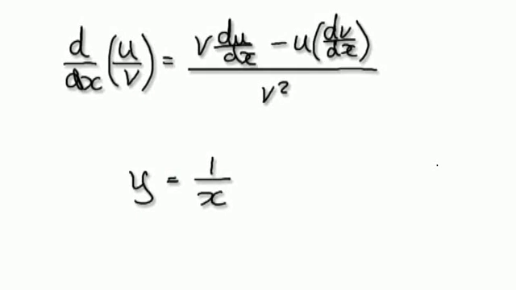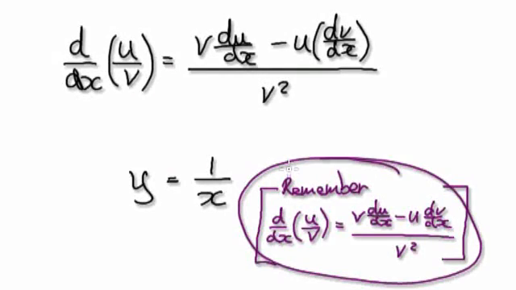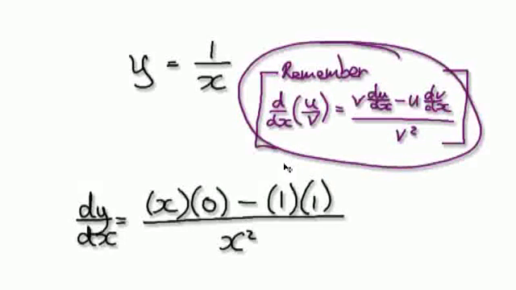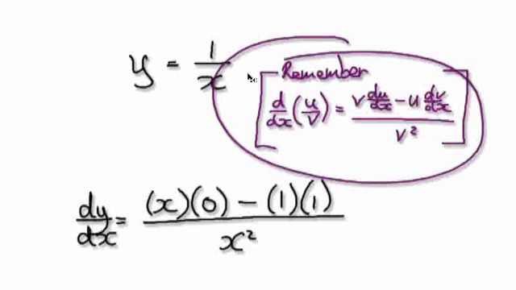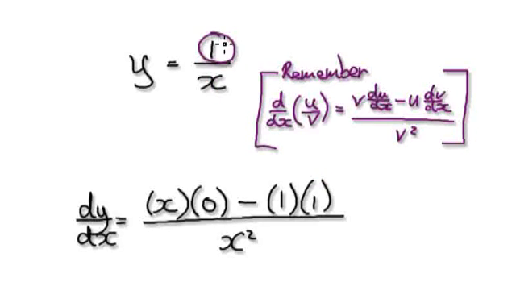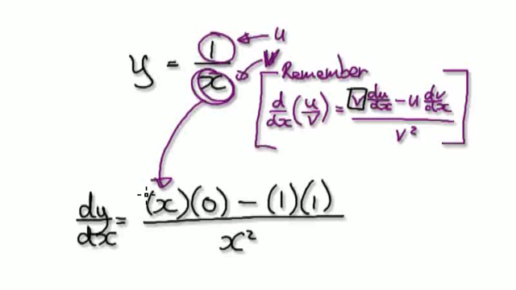Okay, so to do this, remember this is our quotient rule here. Now this is our u, and this is our v here. So the first part is to keep v the same. So this here is u, this here is v. Keep v the same, that's x here. Now concentrate on differentiating the u. When you differentiate this u here, it is 0. So this here will be 0.